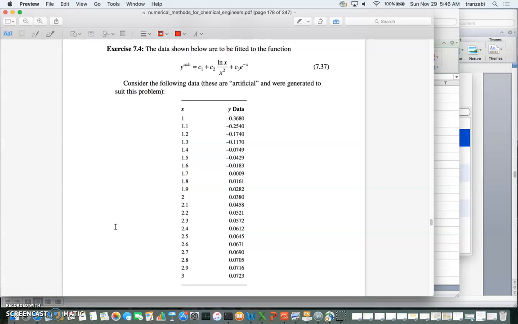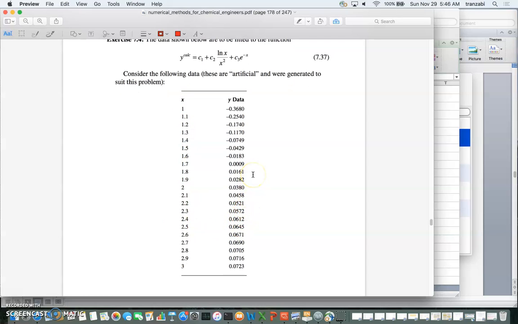Okay, we can go ahead and also look at problem 7.4. We have an equation like this, and we want to fit to some synthetic data. So this time you see that the fit doesn't have a polynomial form. It has log x, it has an exponential, so it's a bit more difficult. Anyway, here's the data we have, and the question is which model parameters we have to keep.